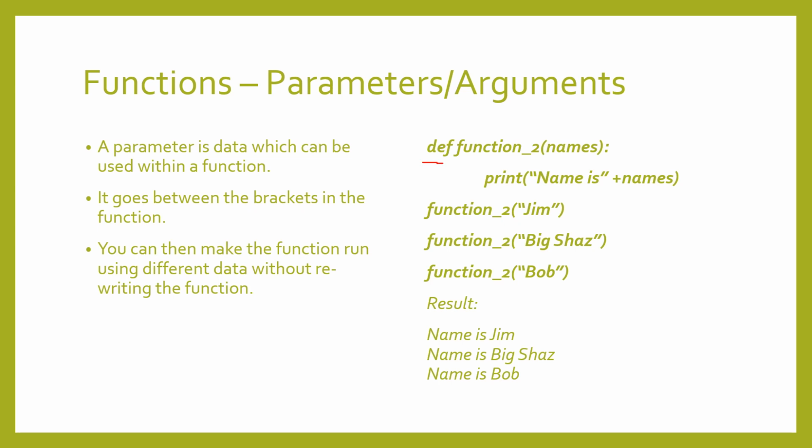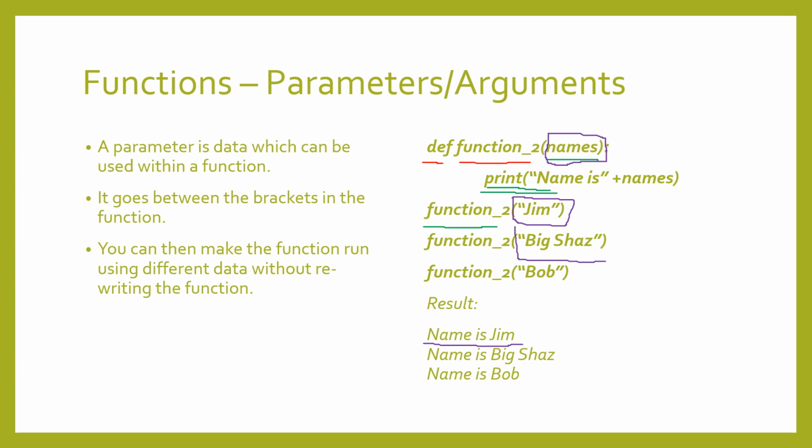So when I define my second function, which I'm calling function 2, I'm going to say that the parameters, the data that's going to go within my function, is going to be the names. Now I could ask people to enter their names, but in this case, I just want it to print name is and then plus names. Now what that means is I can run the function, which will run this same thing over and over again, but I can change the data, the names. So look, if I change the names and I decide what I want them to be, like in this case, if I make the name Jim, it'll print my name is Jim.